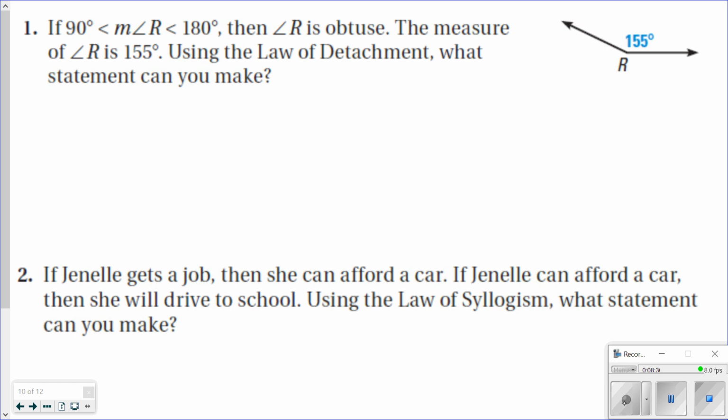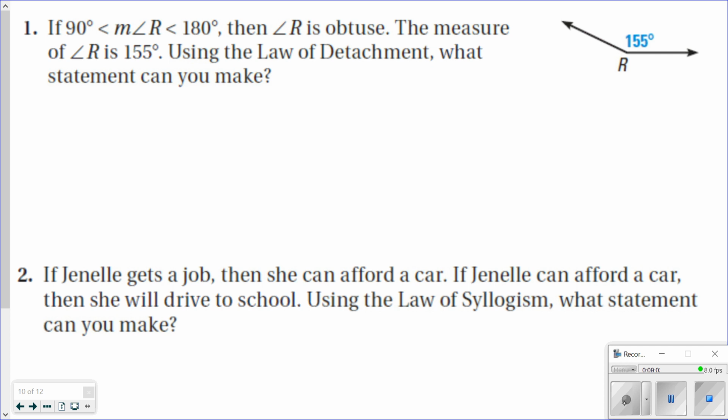Now we're going to look back at the law of detachment and the law of SIL to come up with valid conclusions for our sentences. So for part 1, if 90 degrees is less than the measure of angle R, which is less than 180 degrees, so R is somewhere between 90 and 180 degrees, then R is obtuse. The measure of R is 155 degrees. Use the law of detachment. What statement can we make?